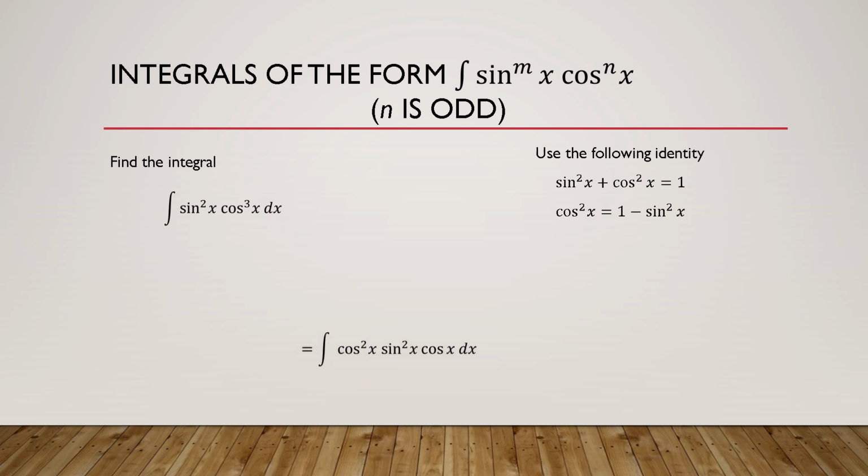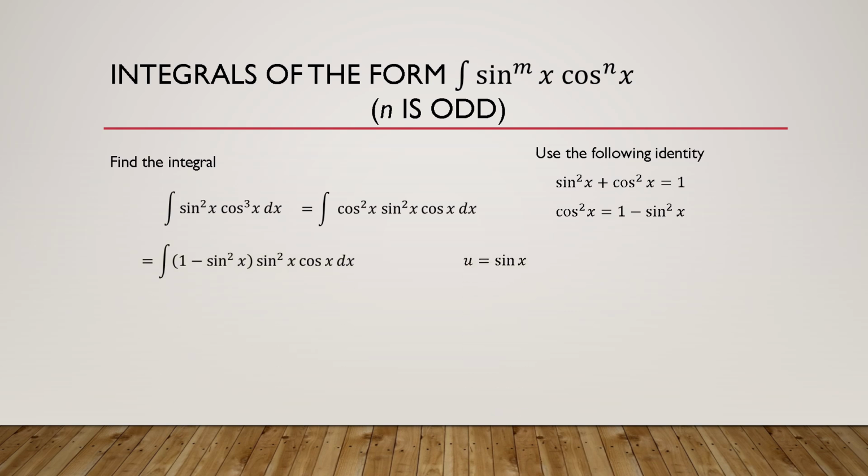Next, we split the cosine cubed x into cosine squared x times cosine x, and move the cosine squared to the left. We then substitute cosine squared x for 1 minus sine squared x. Next, we let u equal sine x, which will make du cosine x dx. When we substitute these values, we get the integral of the quantity of 1 minus u squared times u squared du. Distributing the u squared gives us the integral of u squared minus u to the fourth du.